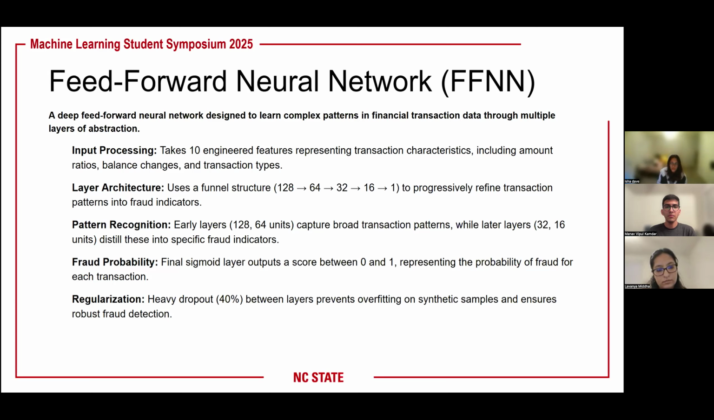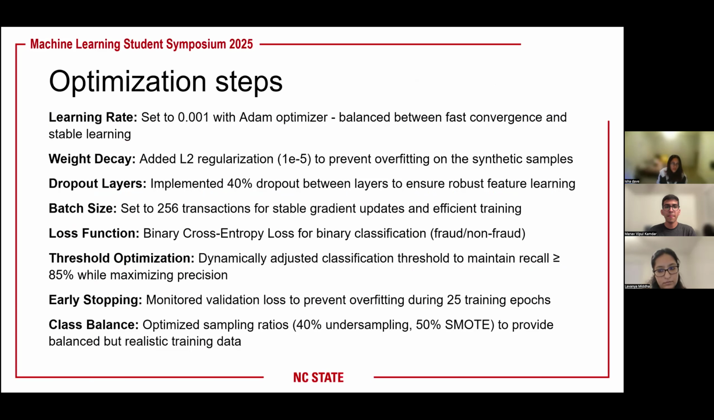This architecture was selected over more complex models like CNNs or LSTMs because individual transaction fraud depends more on feature relationships than sequential patterns. Now, talking about our optimization steps, the model's training process incorporates several optimization techniques: an Adam optimizer with 0.001 learning rate, L2 regularization, and 40% dropout between layers to prevent overfitting. Training utilizes a batch size of 256 transactions and employs a hybrid sampling approach, that is, 40% undersampling and 50% SMOTE, to address class imbalance. The classification threshold is dynamically adjusted to maintain recall above 85% while maximizing precision.